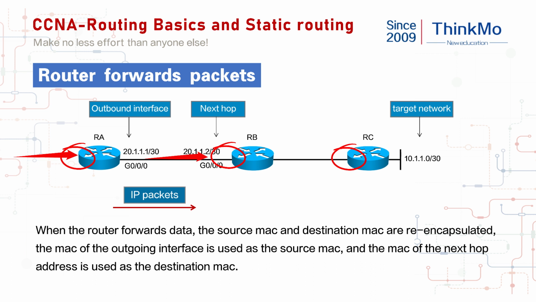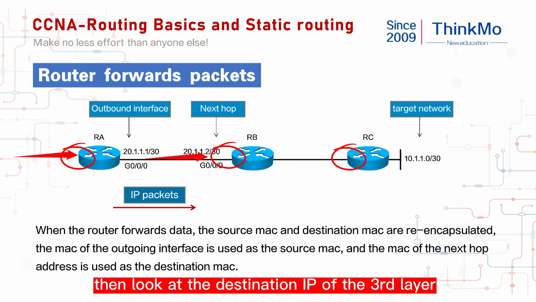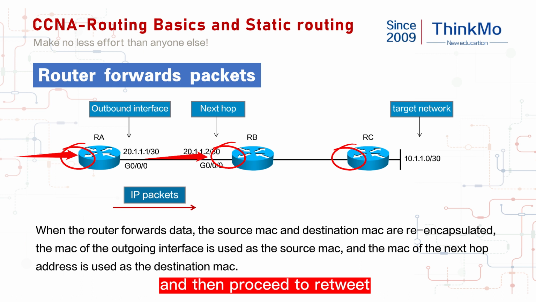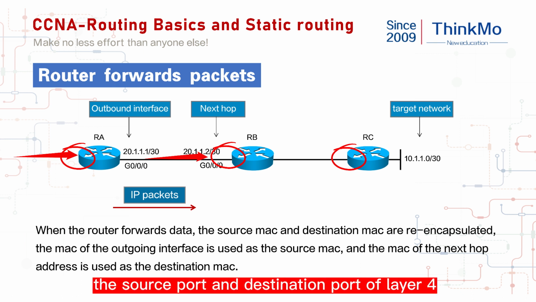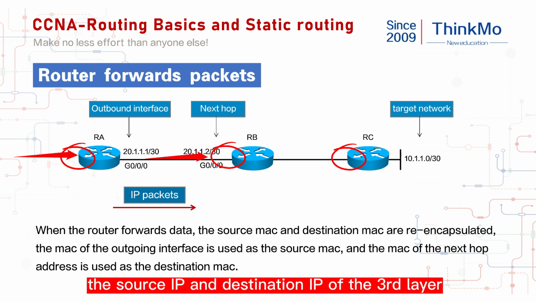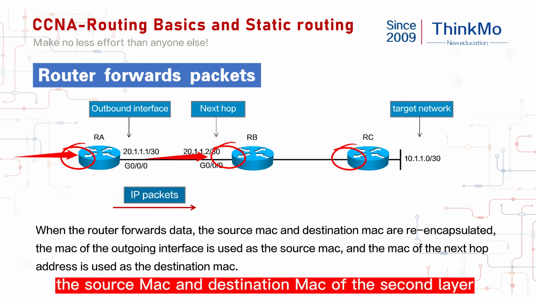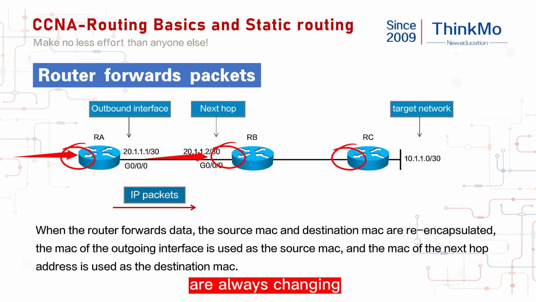That is, data arrives at the router. It disassembles the second layer, then looks at the destination IP of the third layer, and then proceeds to forward. In the forwarding process, the source port and destination port of layer 4 are unchanged. The source IP and destination IP of the third layer are unchanged. The source MAC and destination MAC of the second layer are always changing.